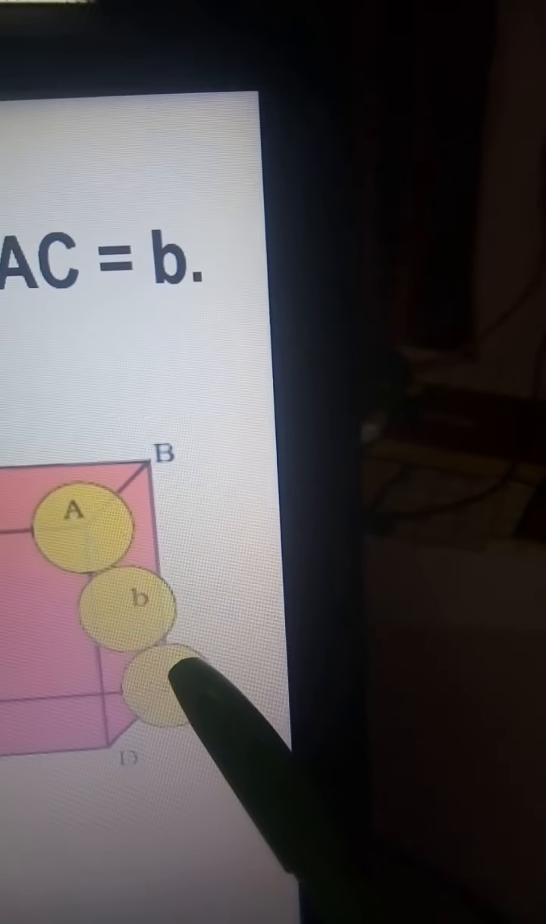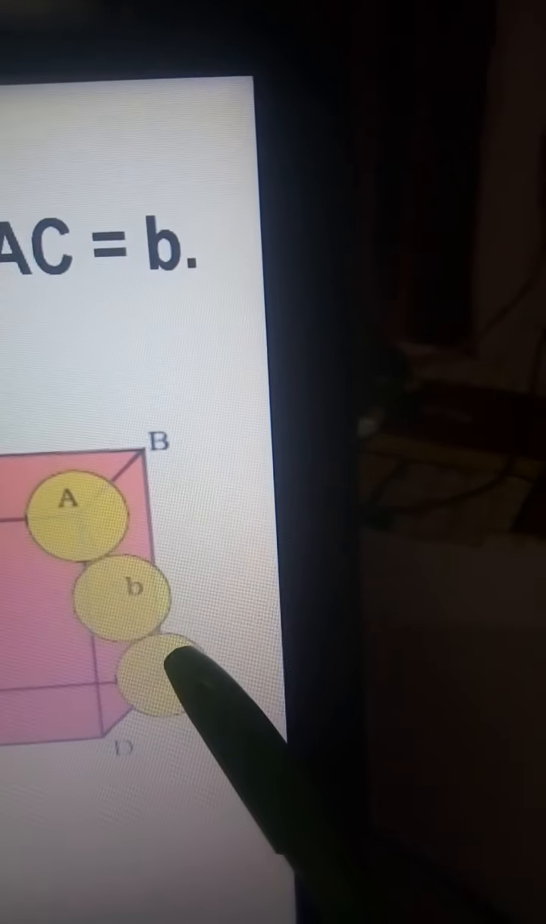That b is the face diagonal. Now you see this is r. Next, this particle is equal to twice r. Then from this particle, again the radius r. That means r plus twice r plus r, so that is equal to 4r. That means b, the face diagonal, is equal to 4r.